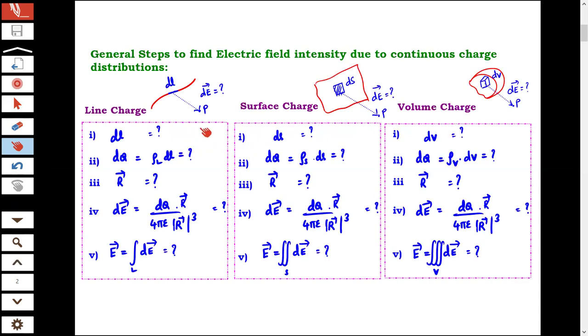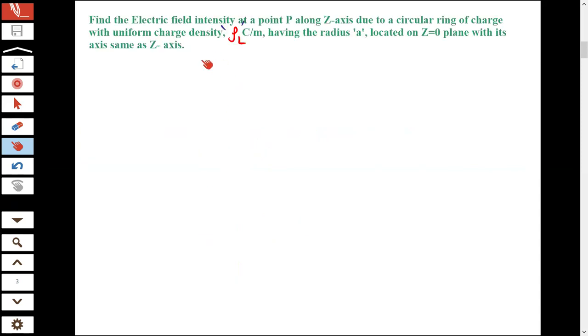Hello everyone. In this video, I'll discuss the derivation of electric field due to another type of line charge, which is a circular ring of charge. We'll follow the general steps which we discussed in earlier videos to find electric field intensity due to uniform continuous charge distributions for our circular ring problem statement also. The problem statement goes here.